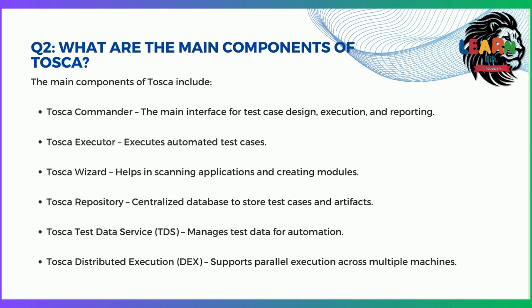Question 2. What are the main components of Tosca? Answer. The main components of Tosca include: 1. Tosca Commander, the main interface for test case design, execution, and reporting. 2. Tosca Executor, executes automated test cases. 3. Tosca Wizard, helps in scanning applications and creating modules.